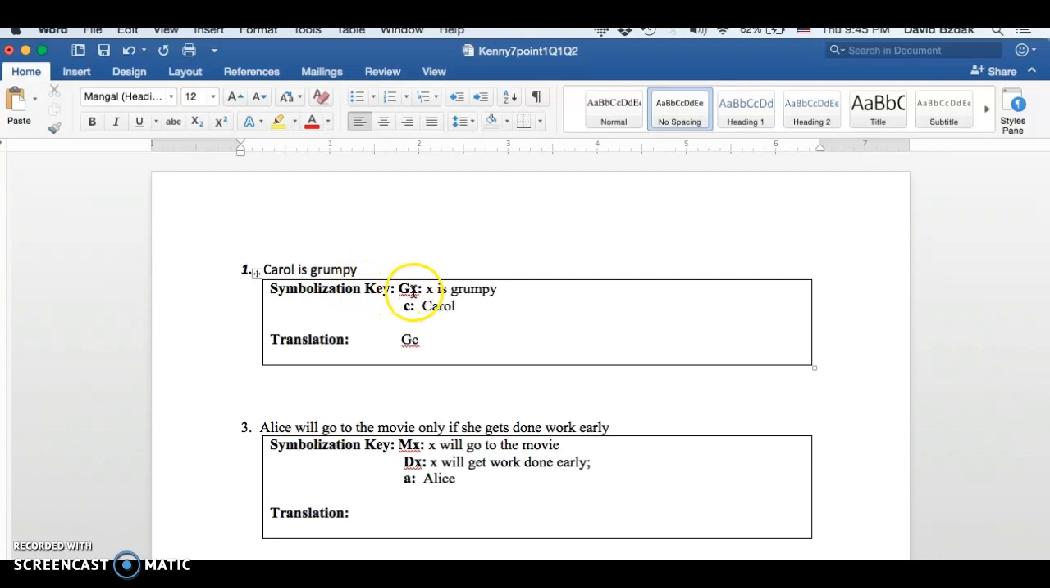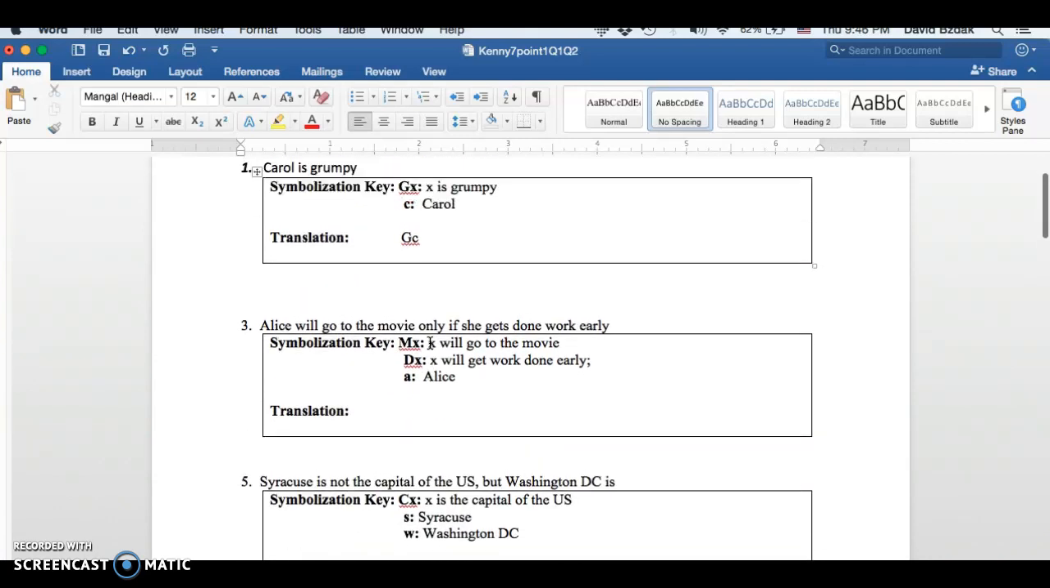So you notice we have an uppercase letter that abbreviates is grumpy, and lowercase letter for abbreviation of Carol. Now this might seem a little counterintuitive because in English, often the subject comes first, predicate comes second. But when we symbolize these sentences in predicate logic, the predicate always goes first and is uppercase, subject goes second and is lowercase. So number one, Carol is grumpy, uppercase G, lowercase c. And that one was done for us.